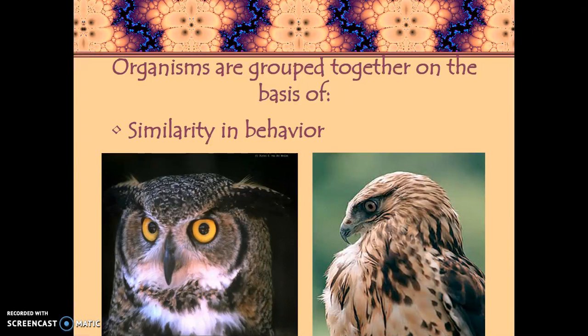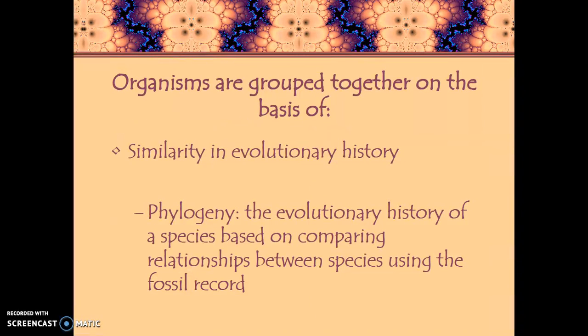We're also going to group organisms based on similarity in behavior. For example, these guys are grouped in a group known as raptors, or birds of prey, because of their hunting behaviors. We're also going to group on similarity in evolutionary history, also known as phylogeny. So the phylogeny is the evolutionary history of a species. Okay, this is where you make those phylogenetic trees based on their phylogeny.